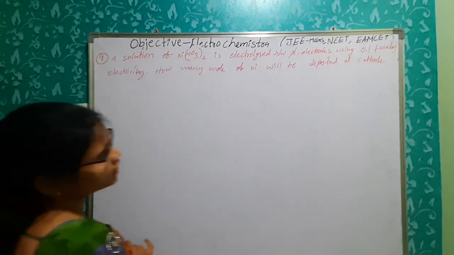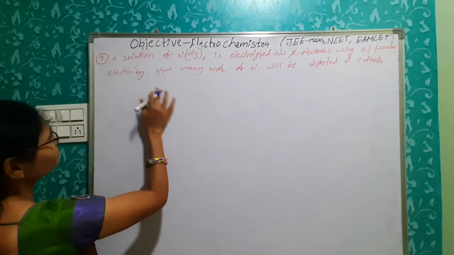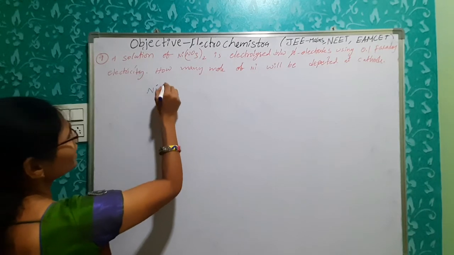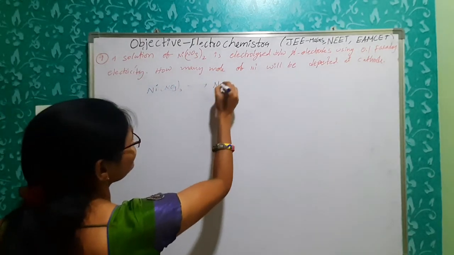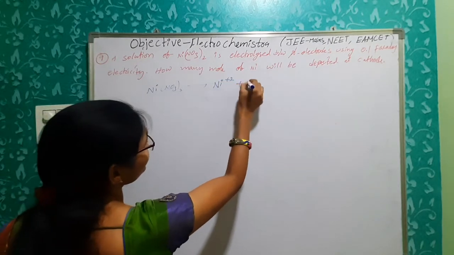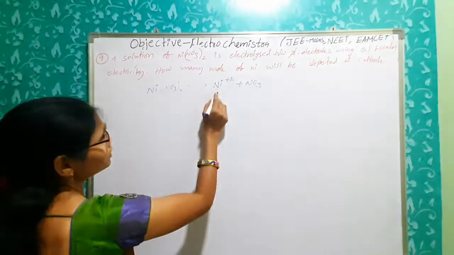Next, a solution of nickel nitrate is electrolyzed between platinum electrodes using 0.1 Faraday of electricity. How many moles of nickel will be deposited? First of all, write down the equation. Nickel nitrate decomposes to give Ni plus 2 and NO3 minus. So we will talk about Ni plus 2.